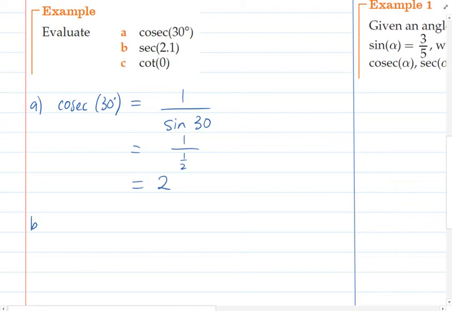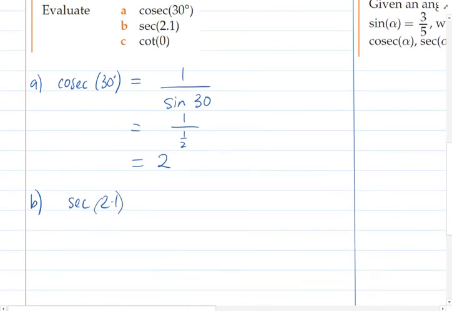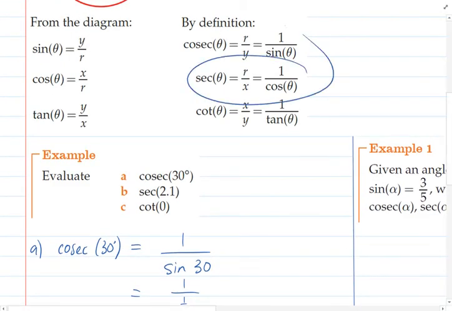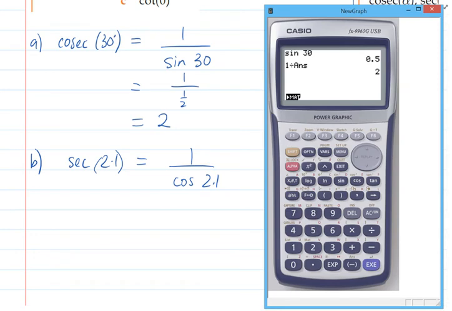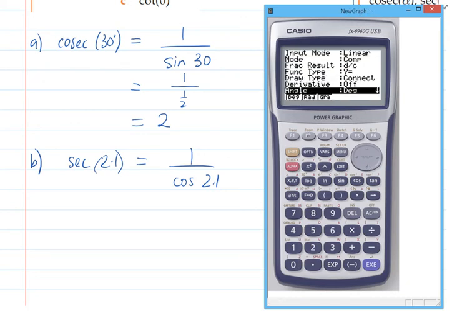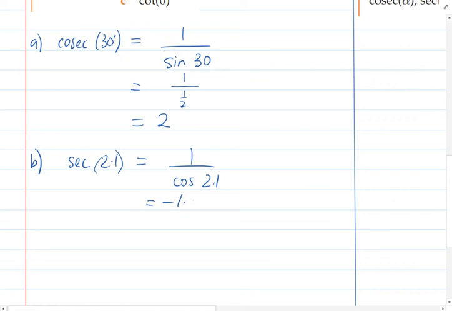Okay, question B. Sec of 2.1. And that will be in radians because we don't have a degree sign there. So if we look at our formula here, that's 1 over cos, and so that will be 1 over cos of 2.1. So we'll definitely need our calculator for this one. So we can go 1 divided by cos 2.1, and I should put my calculator back into radians before I do that. And that gives us negative 1.98.